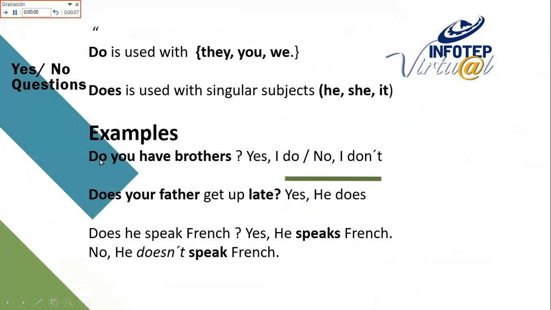Look at the example. Do you have brothers? Yes, I do. No, I don't. Does your father get up late? Yes, he does. Does he speak French? Yes, he speaks French. No, he doesn't speak French. Notice here, after does, the subject, and then the verb without s, because we have does here.